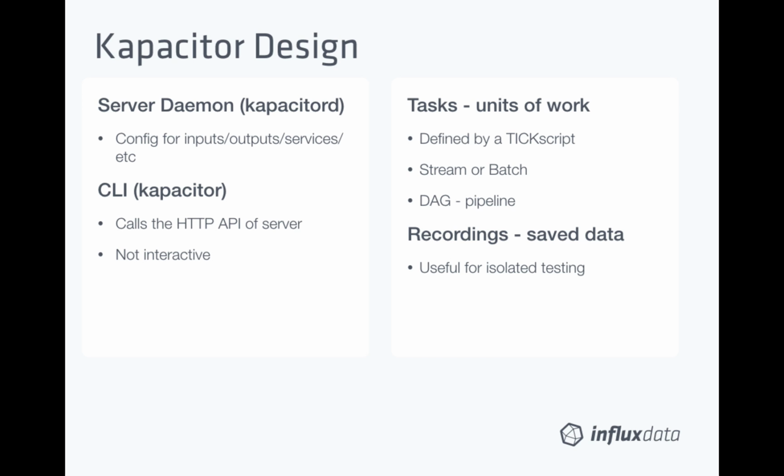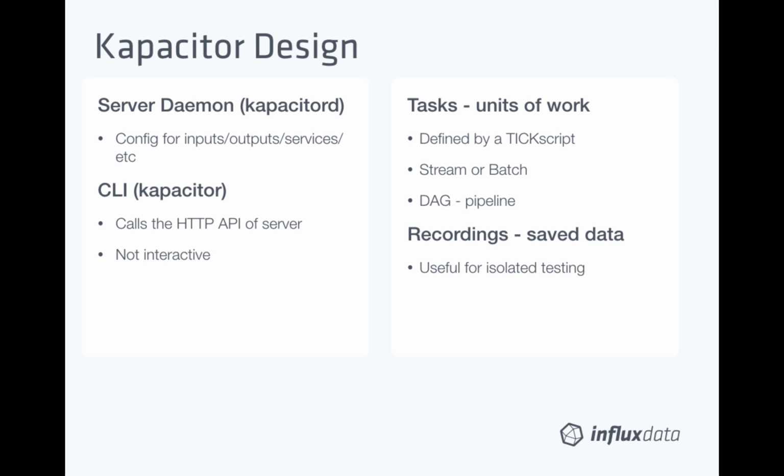And the big concepts within Kapacitor itself are tasks. So a unit of work. That's what you define when you write a tick script. There's a couple of different types that we talked about earlier, streaming or batch. So as I said, streaming will work on the stream of data that's coming in. Maybe you're windowing it into minute segments and doing some sort of calculation there. That would be a streaming task. And then a batch task, it's going to query the database, pull the data back, work on it, and then perform an action.